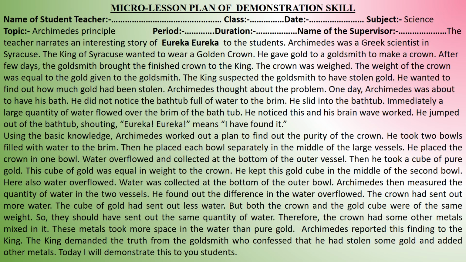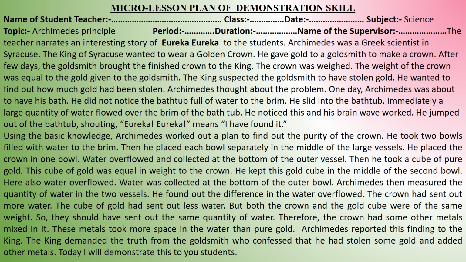Now we will come to the micro plan of demonstration skill in micro teaching. First of all, we will write the name of the student teacher, then class will be written. After that, date, subject, that is science, and topic, Archimedes principle, will have to be written. In the end, the name of the supervisor will be mentioned.